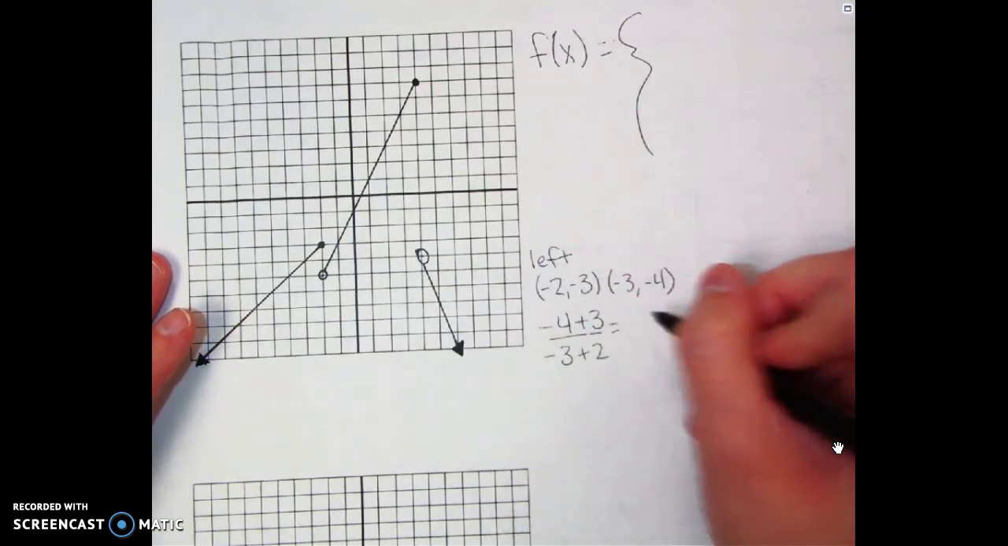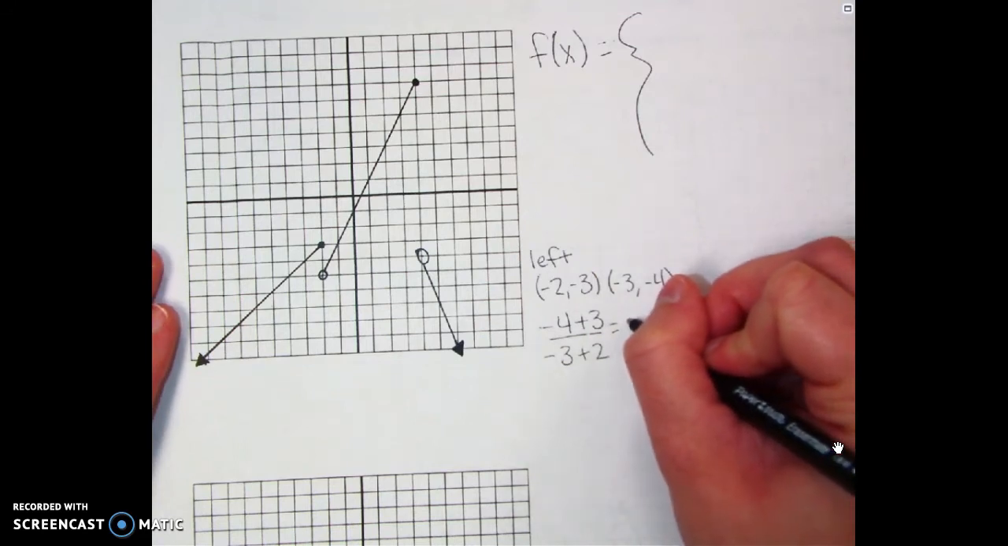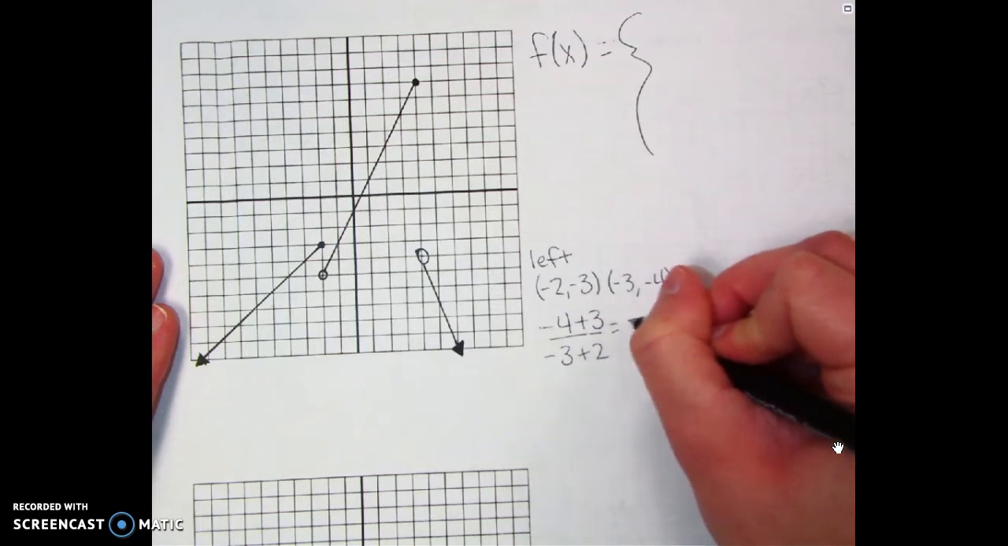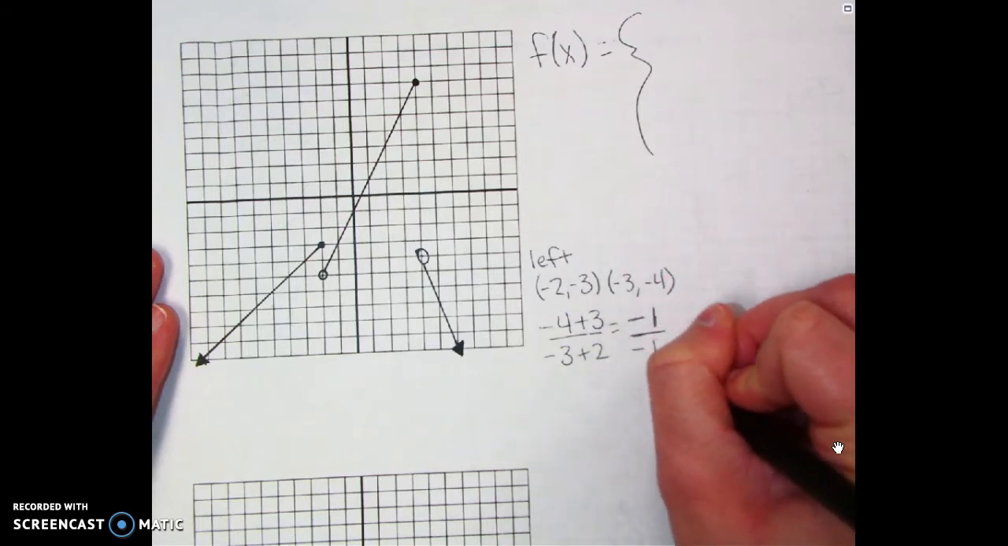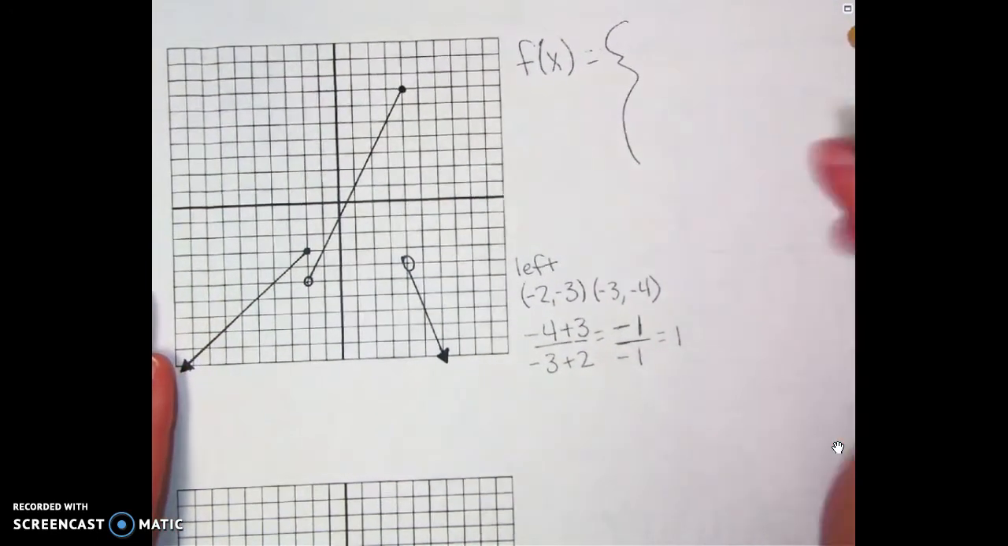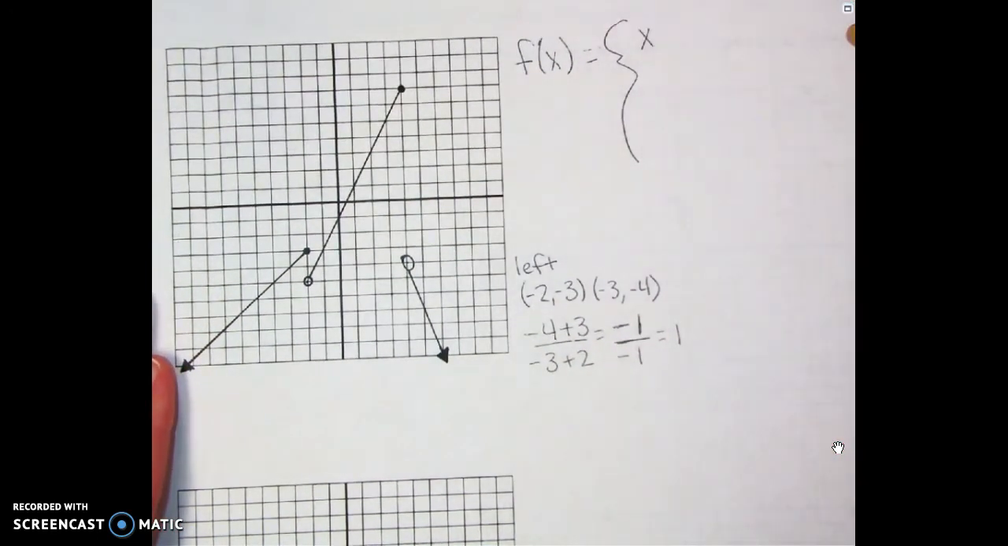Negative 4 plus 3 is what? Negative 3 plus 2. And that simplifies to 1. So it's going up 1 over 1. So for the first equation, it's just x.